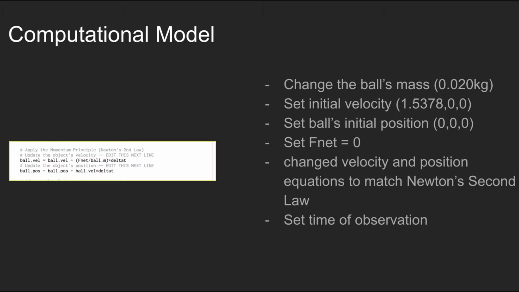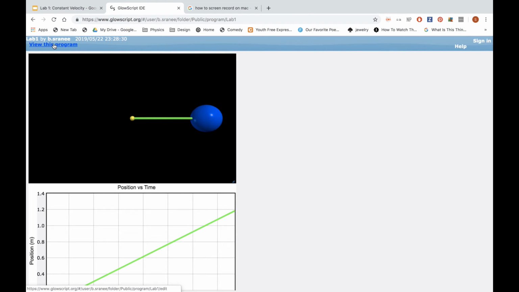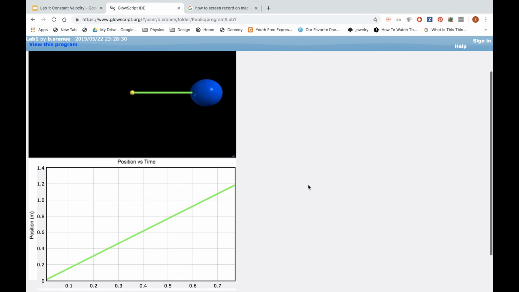Some things I had to add to the GlowScript code are the ball's mass, which is 0.02 kilograms, and the ball's position and velocity, as I mentioned before. More importantly, I had to edit the ball's velocity and the ball's position function to match the principles behind Newton's second law. So the ball's velocity equals the initial velocity plus F net over ball's mass times delta t. When you run the code, you can see that the trajectory of the expected path is straight and the slope is linear. This is expected because it shows a constant velocity. In this model, there are no other forces acting upon the ball.